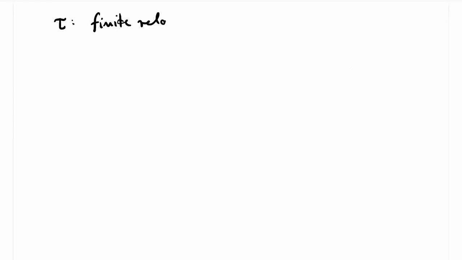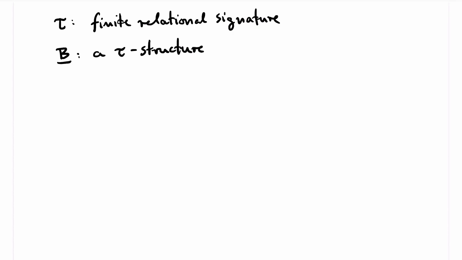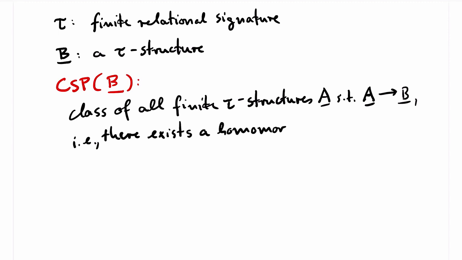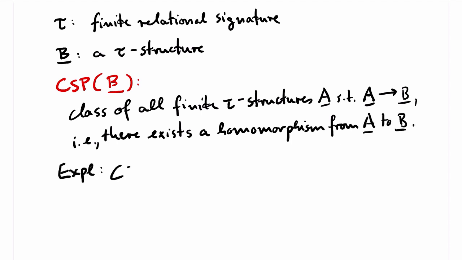We will now define constraint satisfaction problems for relational structures. Let tau be a finite relational signature. One might also consider infinite signatures, but the assumption that tau is finite avoids certain technicalities and simplifies matters. Let B be a tau structure. B will be fixed in the following. CSP of B is defined to be the class of all finite tau structures A that homomorphically map to B. We again imagine this as a computational problem. The input is A, B is fixed, and the computer has to decide whether A is homomorphic to B.